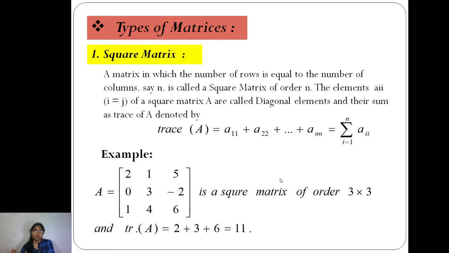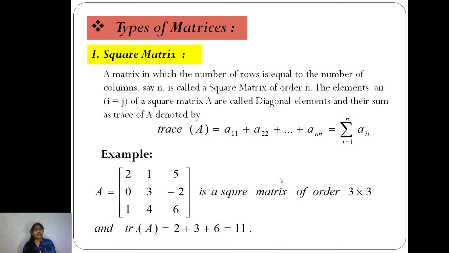First type: square matrix. That means rows and columns are the same, that means rows equal to 3. Suppose rows equal to 3, so columns equal to 3. 3 by 3, 4 by 4, 6 by 6, 5 by 5. Number of rows equals number of columns. A square matrix means a matrix in which the number of rows is equal to the number of columns, say n, is called a square matrix of order n.